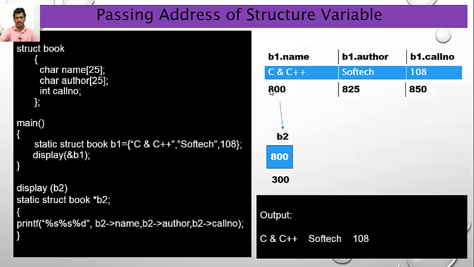The address of b1 is 800. The starting address is the address of b1. It is transferred to b2. b2 is a structure pointer variable. The size is 2 bytes because all types of pointer variable size is 2 bytes. So that 800 is transferred to b2.